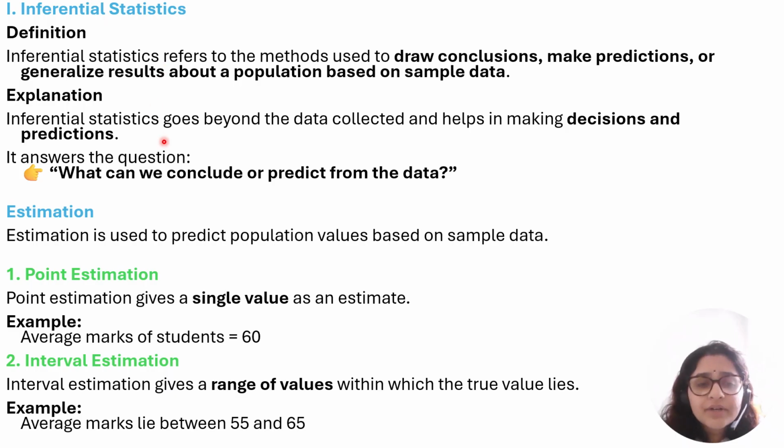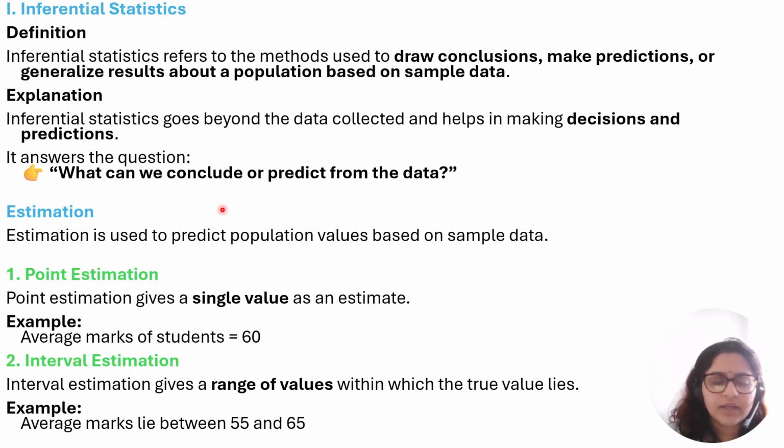So inferential statistics goes beyond data collection. It is the highest level and it helps in making decisions and predictions. What question will this answer? What can we conclude or predict from the data? Some of the key points in inferential statistics are estimation. Estimation is used to predict the population values based on the sample data set.